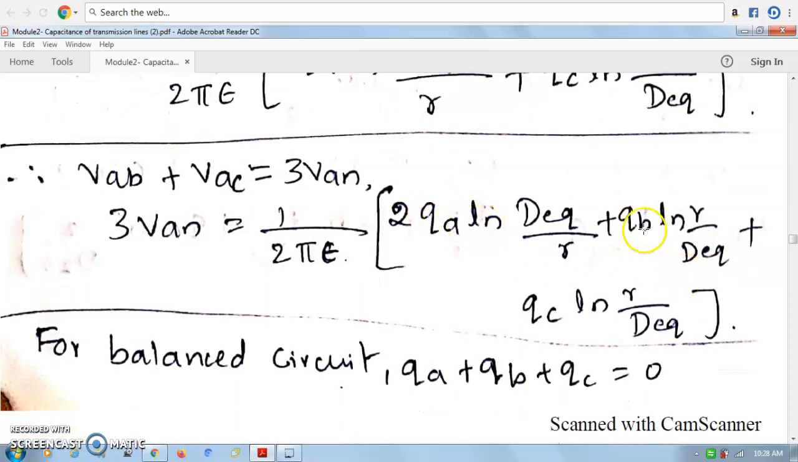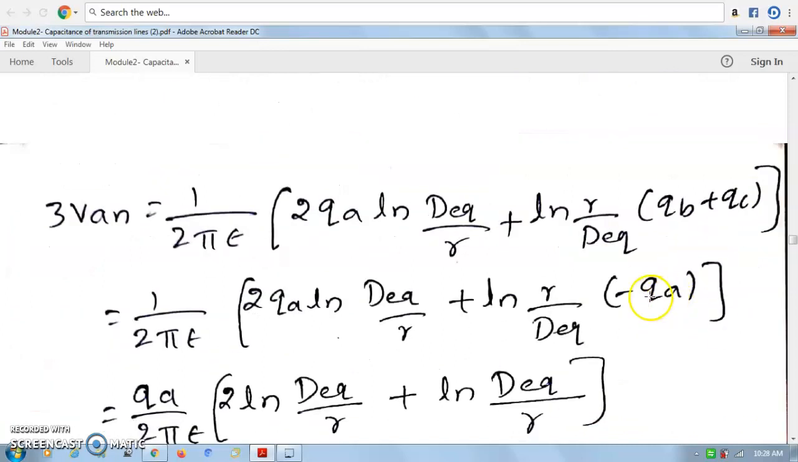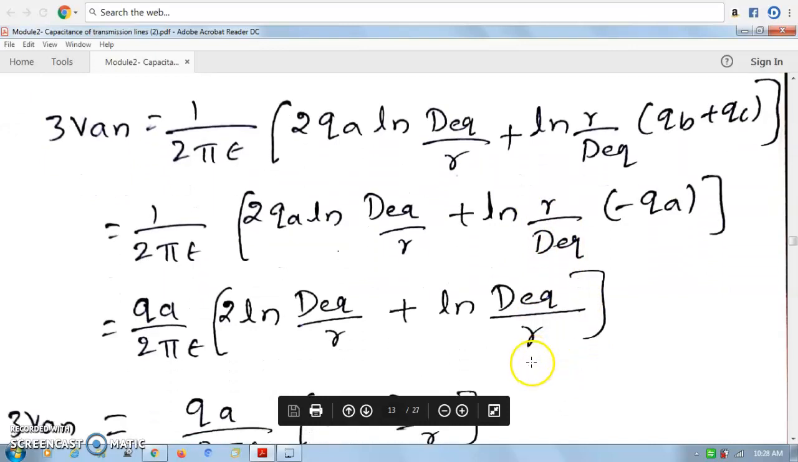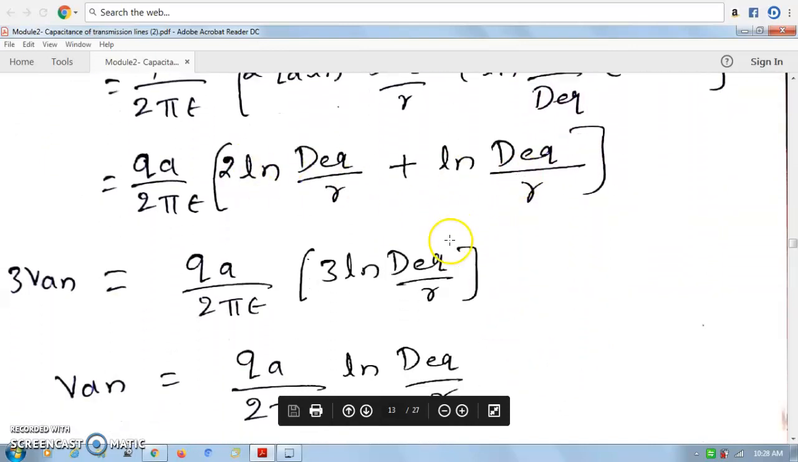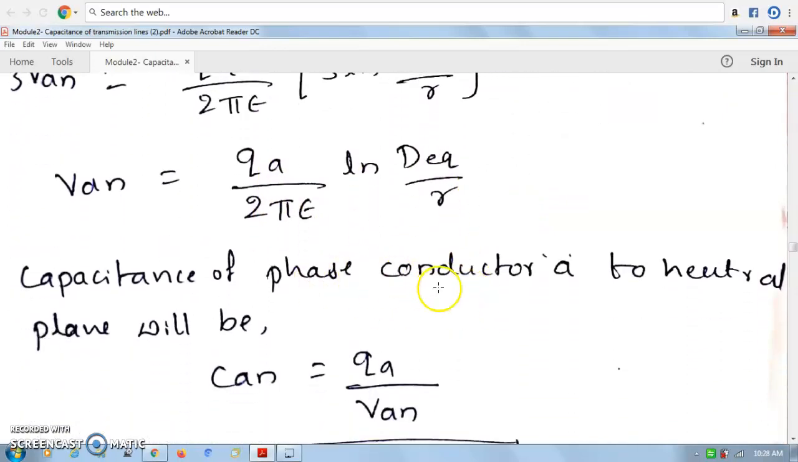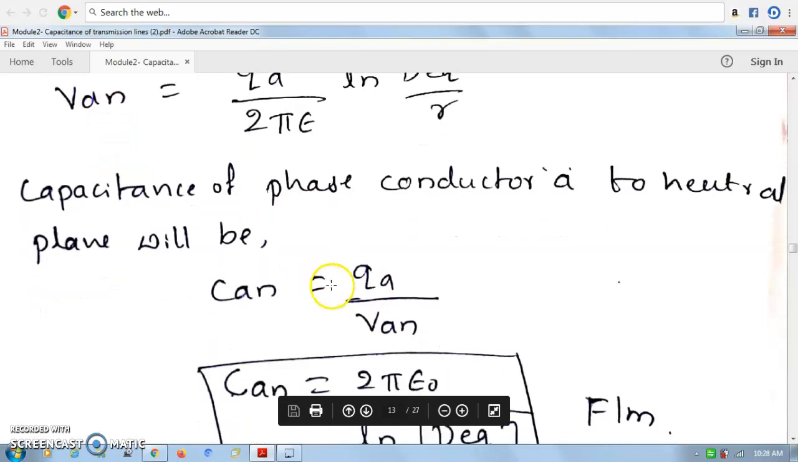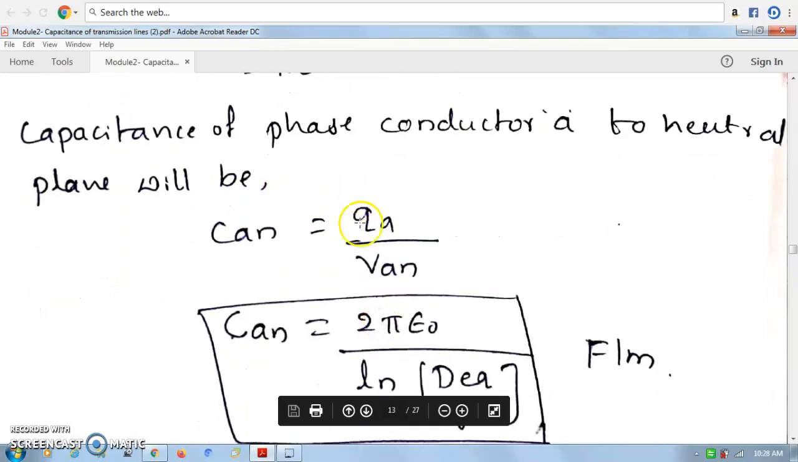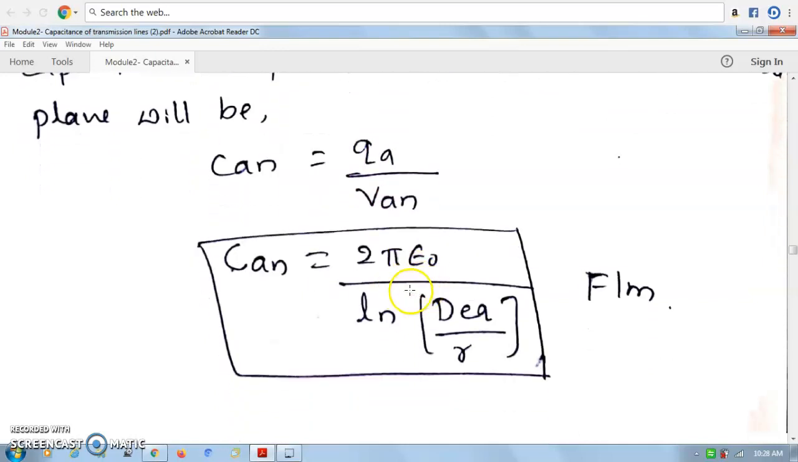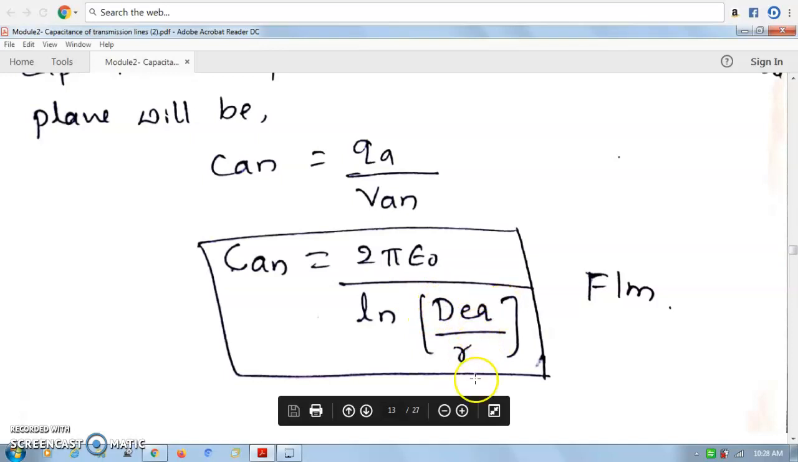VAN is equal to 1 by 2 pi epsilon, here VAB plus VAC. This is 2 times QA, QB plus QC into line of R by D equivalent, take it common. QB plus QC is equal to minus QA, substitute here. Minus Q into R divided by D equivalent, take the minus inside, you will get reverse order D by R. Next, this is 2 plus 1, 3 times QA divided by 2 pi epsilon, line of D equivalent divided by R. Capacitance of phase conductor A to the neutral will be Q divided by V, with respect to A conductor, that is QA divided by VAN. This is the equation. Previously we have done D by R, here D equivalent divided by R.